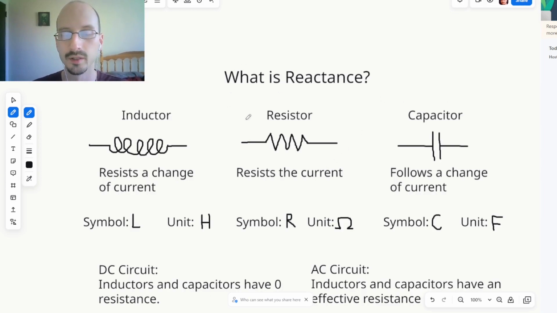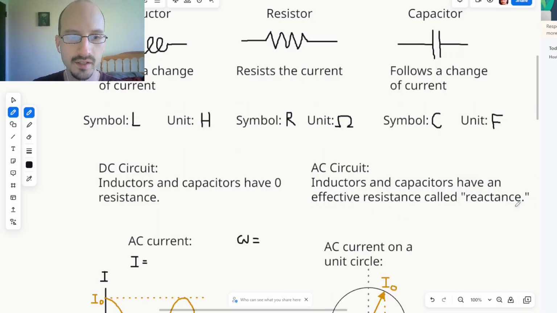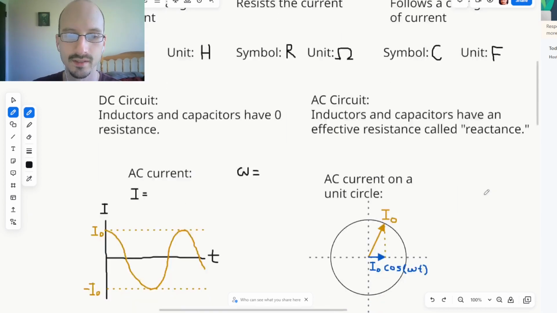The resistor, you probably know from DC circuits, it resists the current. Symbol is R, unit of ohms. A capacitor follows a change in current. You remember from a DC circuit, when the switch is closed or opened, a capacitor will charge or discharge. In an AC circuit, the voltage across a capacitor follows the current. Its symbol is C, and its unit is the farad. In DC circuits, inductors and capacitors have 0 resistance. In an AC circuit, inductors and capacitors have an effective resistance called reactance.